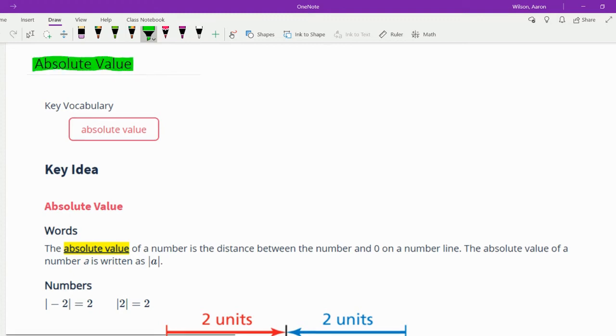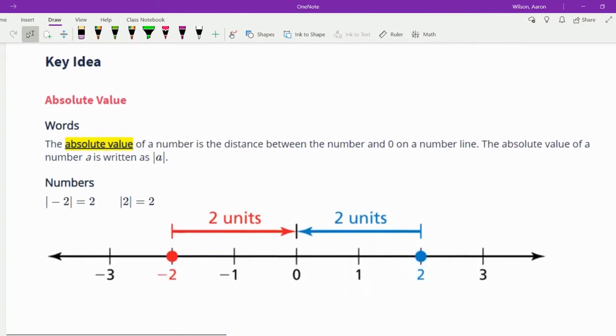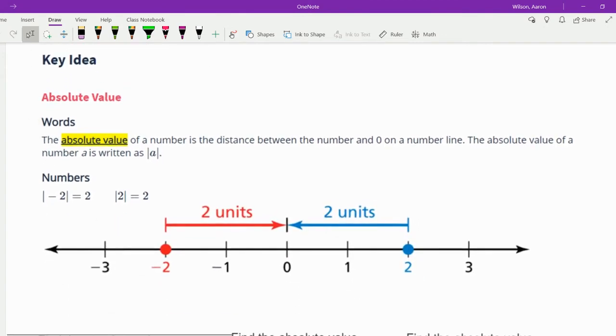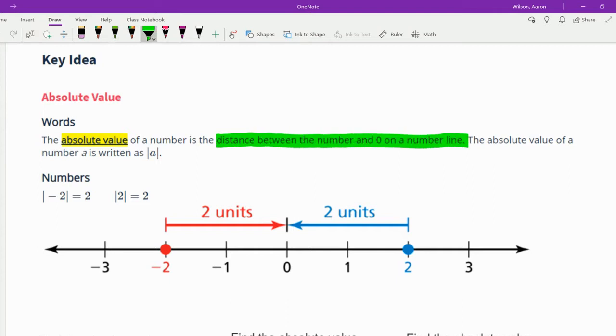What is absolute value? We are going to be learning today about absolute value and what it means. Before we get into some examples, I want to show you a little number line here and define absolute value. The absolute value of a number is simply the distance between the number and zero on a number line. It's just that simple. How far away a number is from zero.